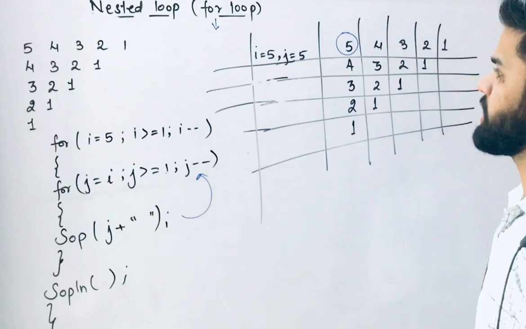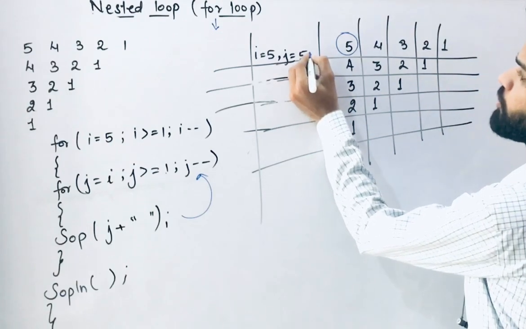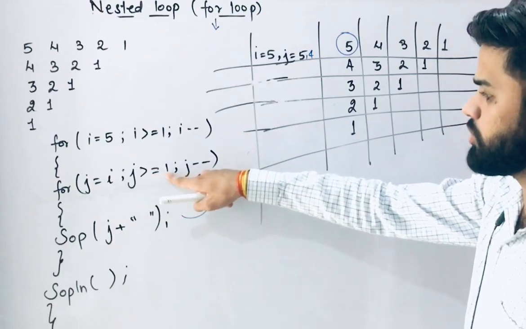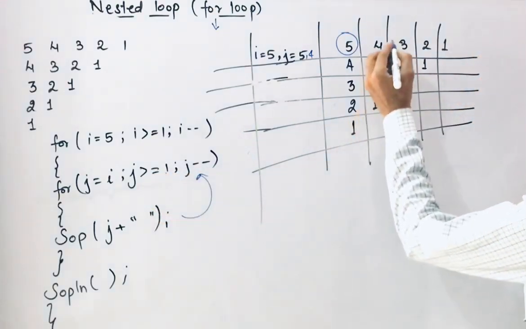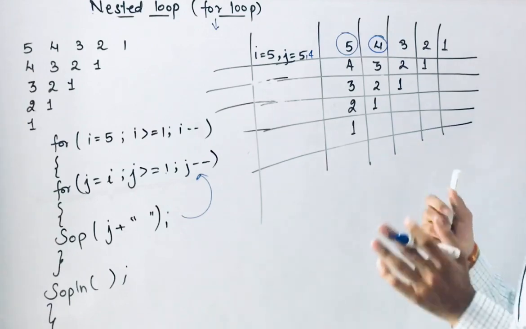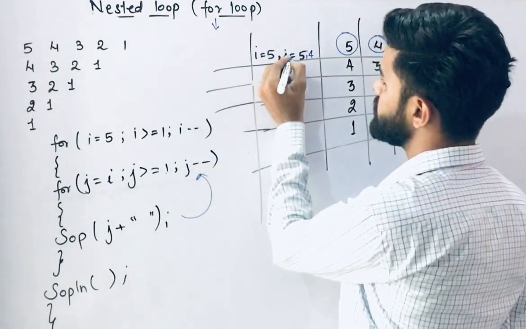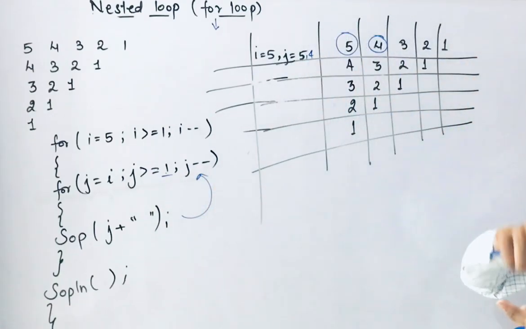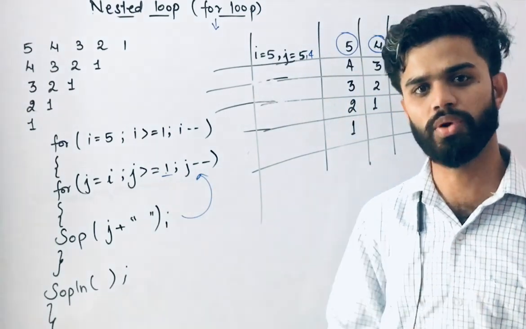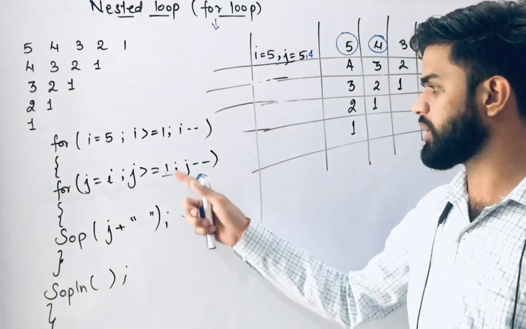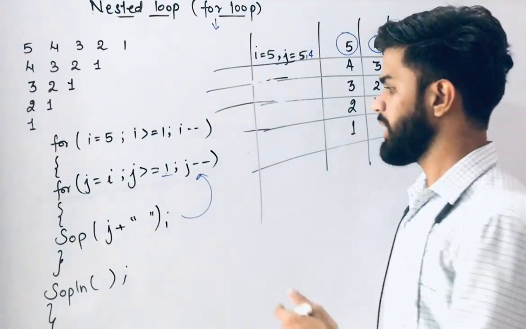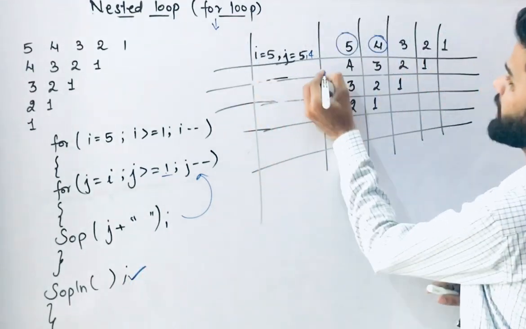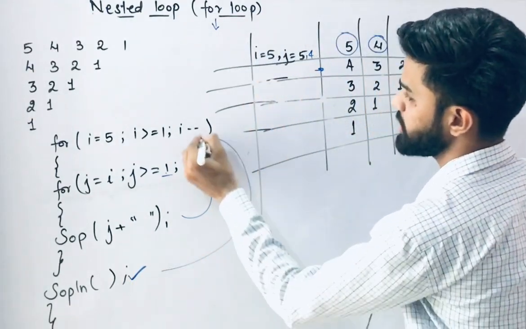Now j minus minus. j changes into 4. 4 is greater than or equal to 1. Condition is true. It prints j with space. So j is 4. Now what we see? If j equals 5 and the limit is 1, then it prints 5, 4, 3, 2 and 1. After printing 1, the condition of j will be false. And when the condition of j is false, then it comes to SOPLN, changes the line and comes here.